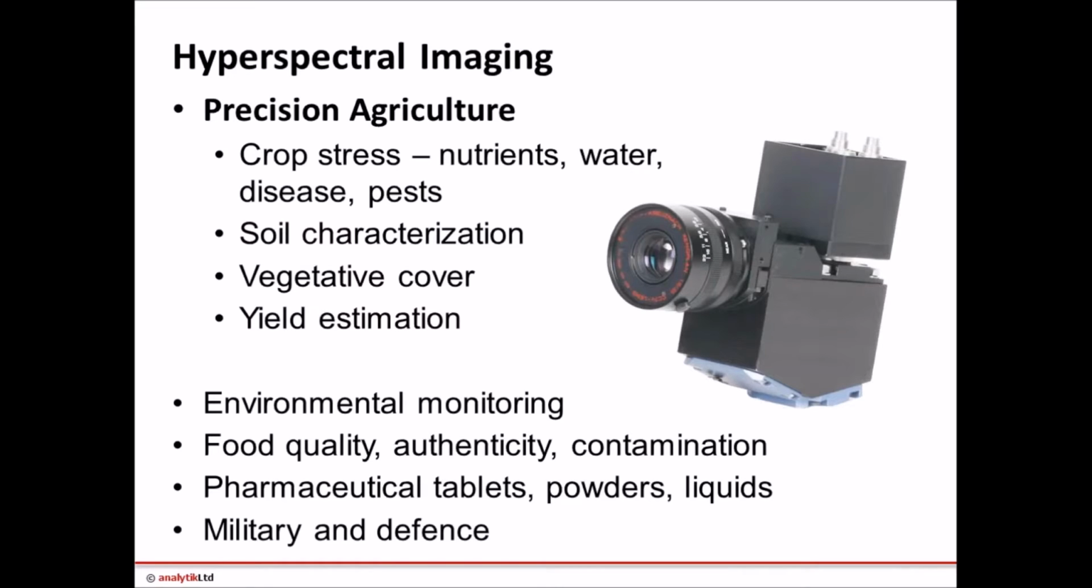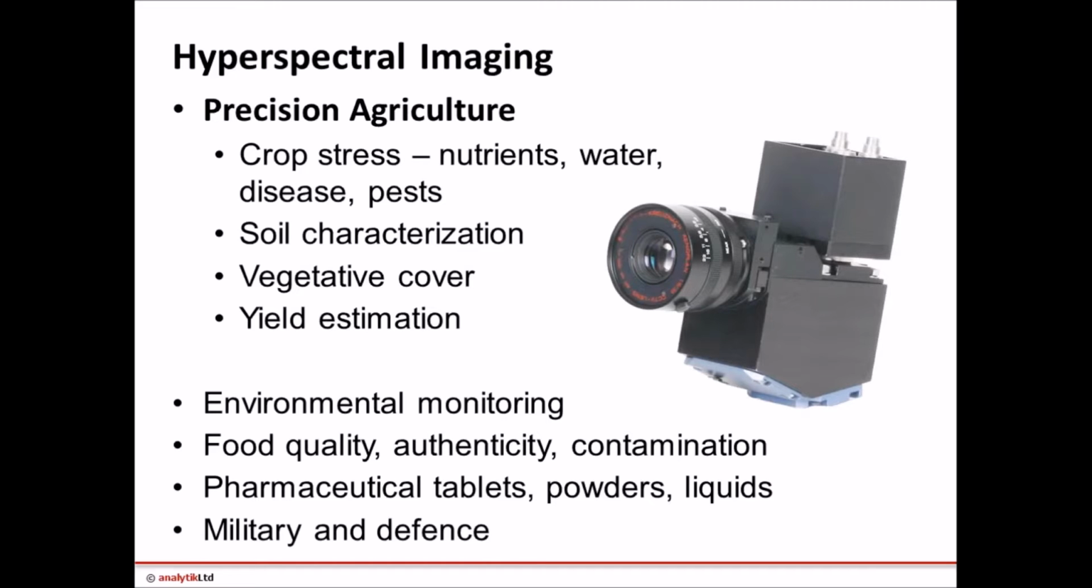And what are they being used for nowadays? Well, precision agriculture is the dominating application. It's used for looking at crop stresses, so nutrients, water, disease and pests, soil characterization, vegetative cover and yield estimation. But it's a very widely applicable technique. It's very versatile. It's used for environmental monitoring, which is largely what these satellites are doing. When they have their hyperspectral or multispectral cameras, they'll be flying over disaster areas, such as in Canada at the moment. The AVIRIS aircraft has been used to look at the wildfires going on.